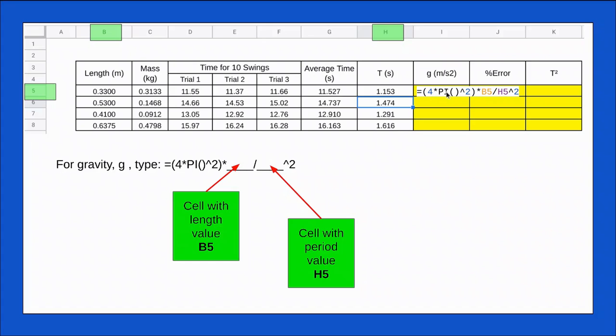So that number, 4 times pi squared, needs to get multiplied by the length of the pendulum. Now, the length of the pendulum in this table is kept over here in this column, which is B5 in this case. So I'm just going to click that cell, all right, B5, and then last divide by the period squared. Okay, the period is this cell, which is H5, and I want to square it, so I use the caret 2. Right, I check the equation real quick. 4 pi squared times length divided by period squared. That's what I want. I hit enter, and there are my calculations for gravity.